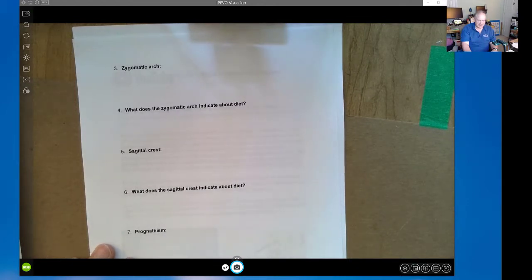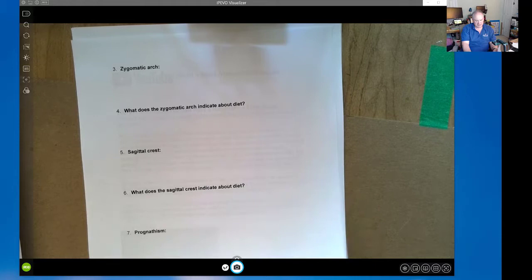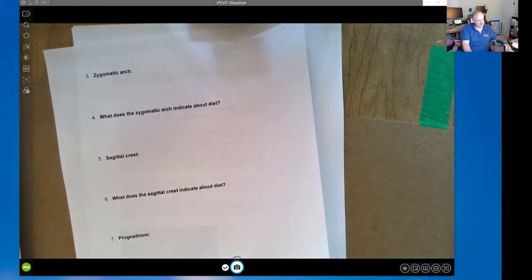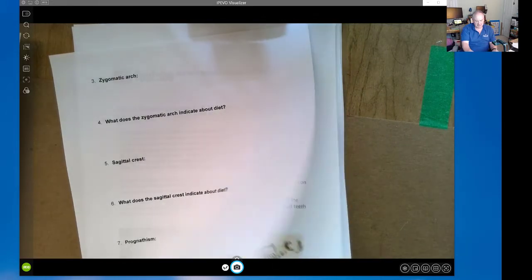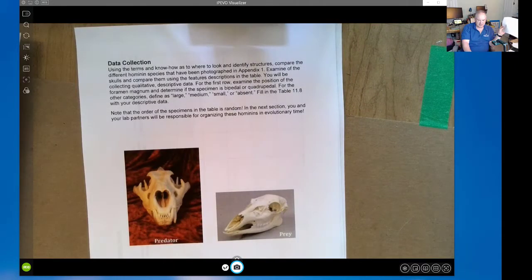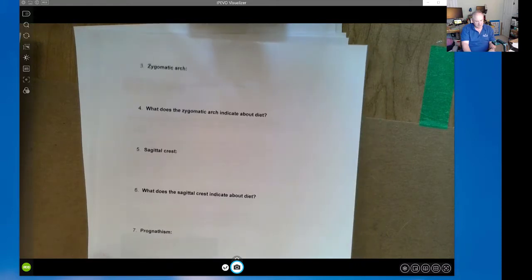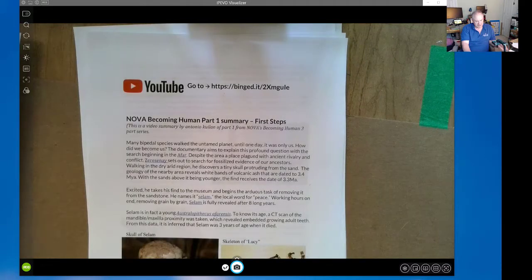Prognath is your teeth hanging out, and there's a reason for that. I think I had provided a picture later on of predators and the like. You'll see that there's the predator and prey, and you can see the teeth; I wouldn't want to be too close to that one. This one doesn't seem to have that. So go through and do it in your own words.